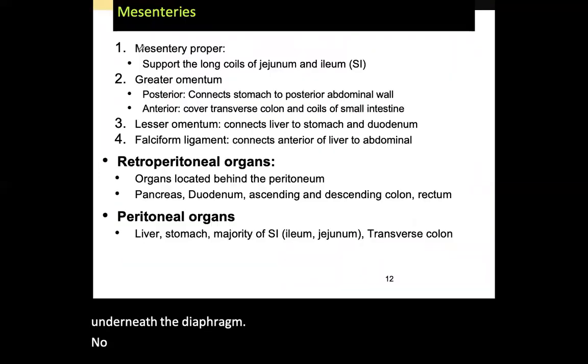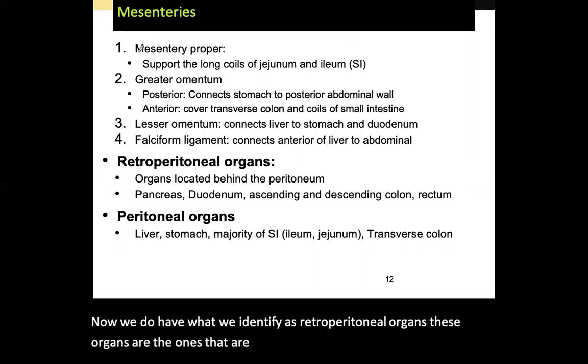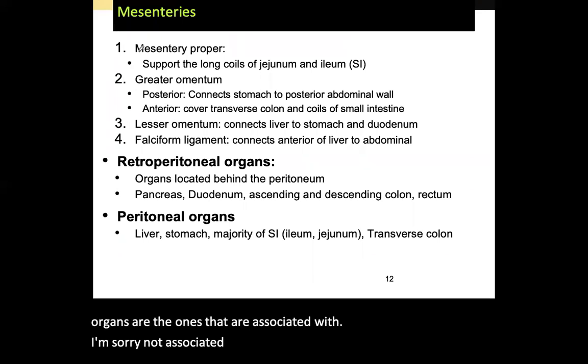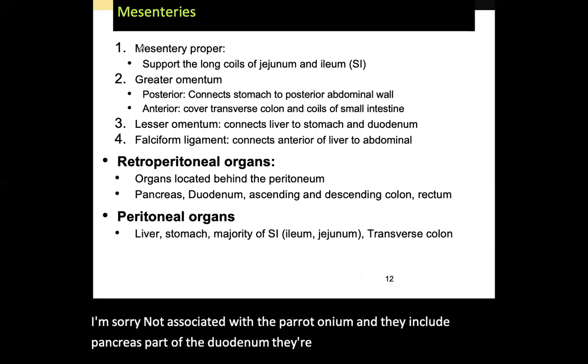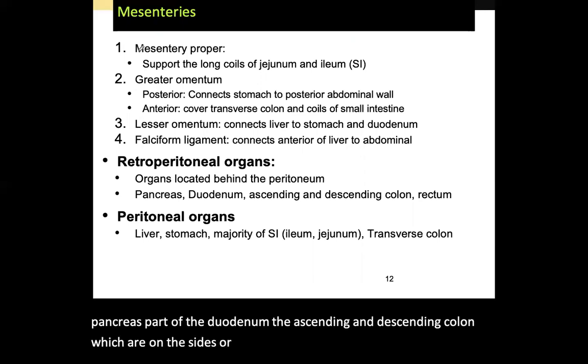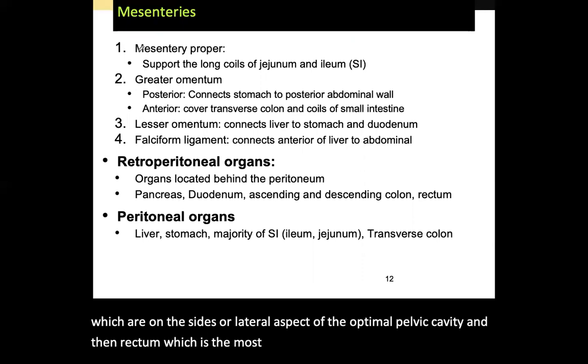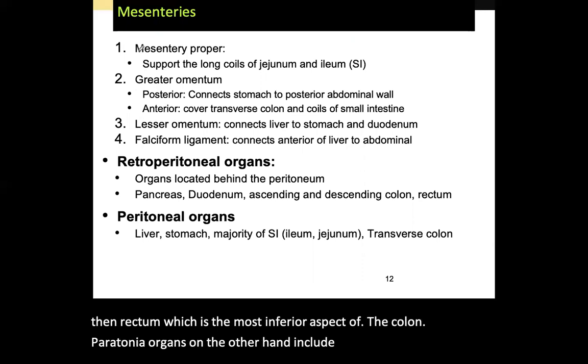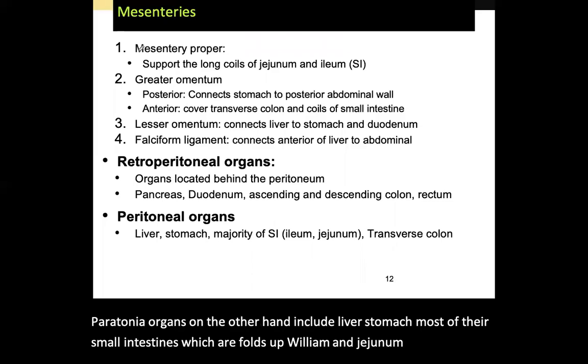Now, we do have what we identify as retroperitoneal organs. These organs are not associated with the peritoneum. They include the pancreas, part of the duodenum, the ascending and descending colon, which are on the lateral aspects of the abdominopelvic cavity, and then the rectum, which is the most inferior aspect of the colon. Peritoneal organs, on the other hand, include the liver, stomach, most of the small intestines, which are folds of ileum and jejunum, as well as the transverse colon.